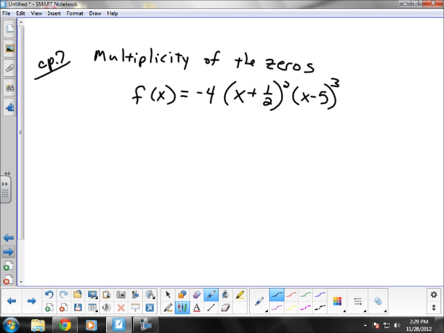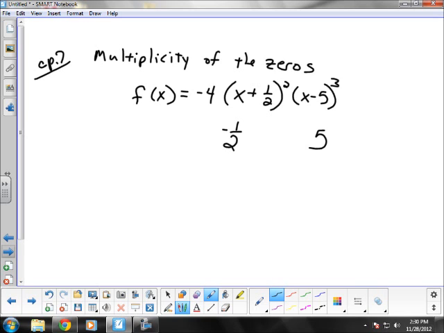at end behavior. But if I'm looking for zeros, if it's in factored form, my work's done, right? Because I take each one, set it equal to 0. So I'm going to have a 0 at a negative 1/2, right? Yes? And I'm going to have a 0 at a positive 5. Remember, it changes signs because I set it equal to 0 and solved for it.